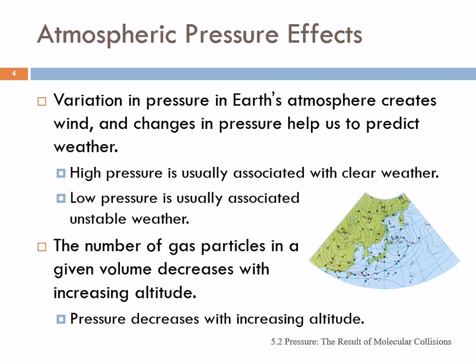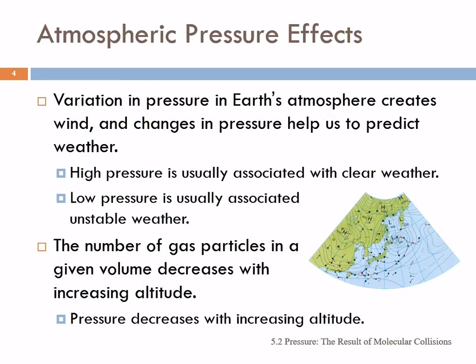But the pressure of the atmosphere does vary a bit. If you watch the weather, the weatherman will say, well, there's this high pressure front coming down here, and there's a low pressure front over here. The differences in atmospheric pressure are what drive our weather, cause wind and move things around. And so we usually associate high pressure with clear weather and low pressure with unstable weather. Who knows what might happen? It might rain, might not.